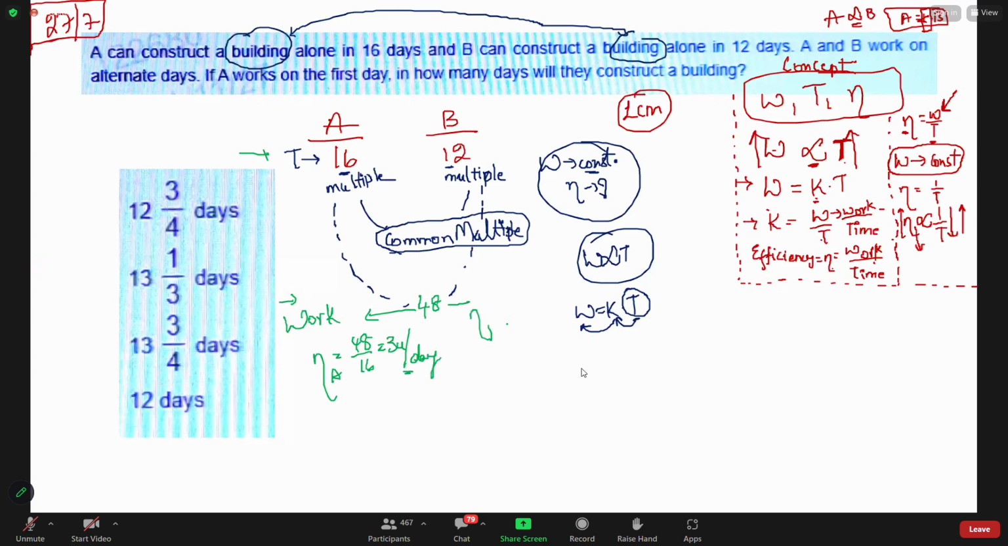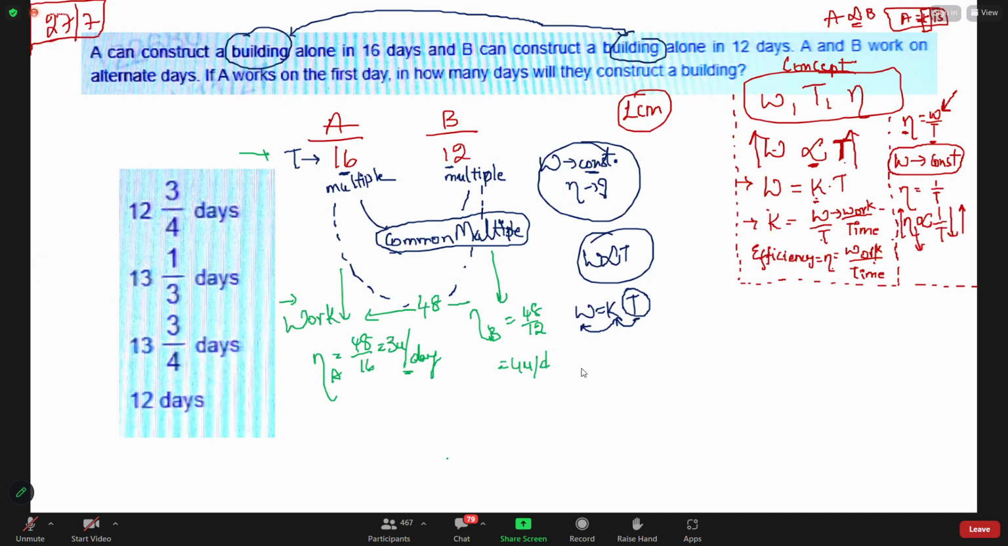Now this is the case of A. The efficiency of B is what? 48 by 12, which is 4 units per every day. Clear so far? I know you know the LCM method, but I wanted to give you the derivation of the method. That's it. I think it's clear so far.